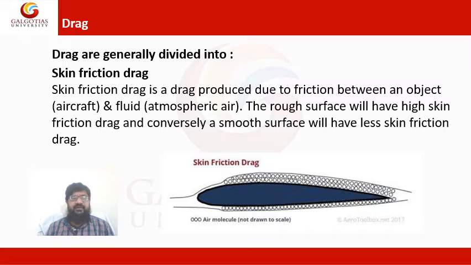This skin friction drag can be calculated by using Newton's law of viscosity, tau is equal to mu del u by del y, where del u by del y is the velocity gradient. When it is multiplied by the dynamic viscosity, we get the shear stress at the solid surface. The tangential component of this shear force will be equal to skin friction drag. A rough surface has high skin friction drag and a smooth surface has less skin friction drag.